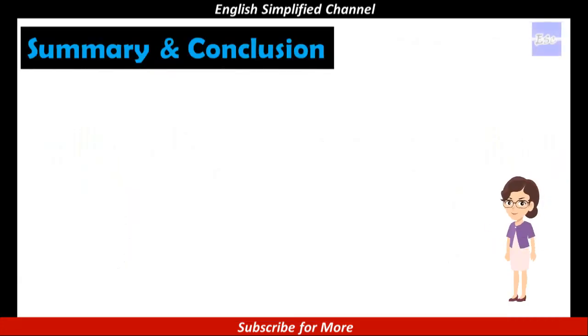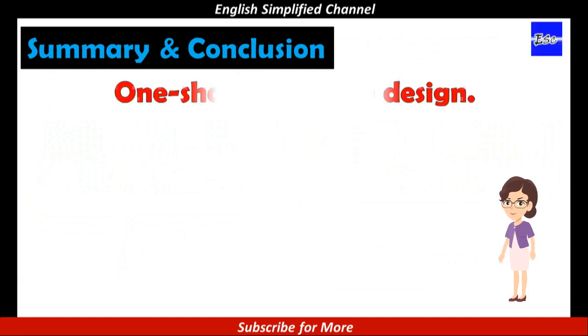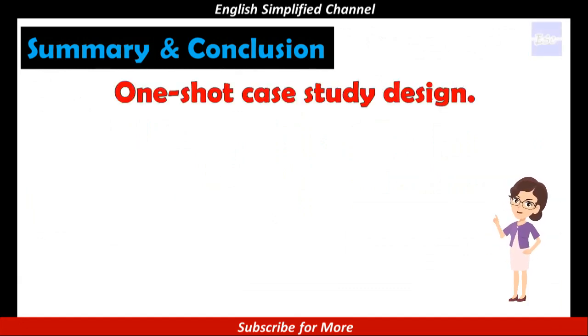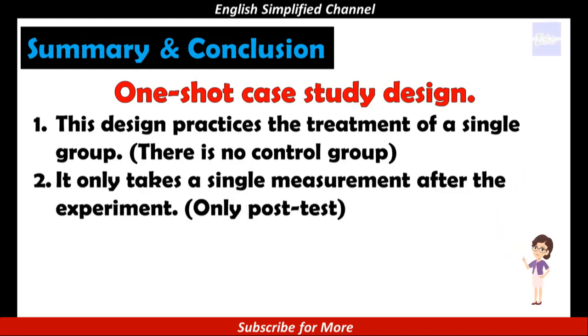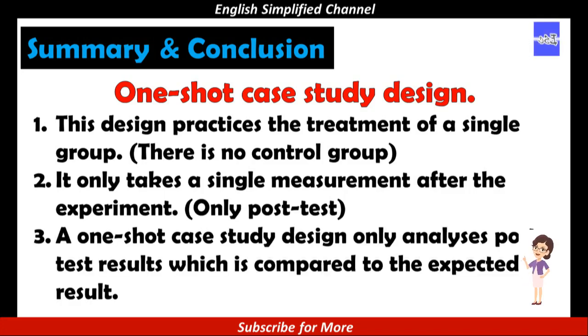Summary and conclusion. Well, as we have discussed the three of them, here is the summary and conclusion, so that you are easier to understand and differentiate them. One-shot case study design. 1. This design practices the treatment of a single group, or, there is no control group. 2. It only takes a single measurement after the experiment, or, only post-test. 3. A one-shot case study design only analyzes post-test results, which is compared to the expected result.